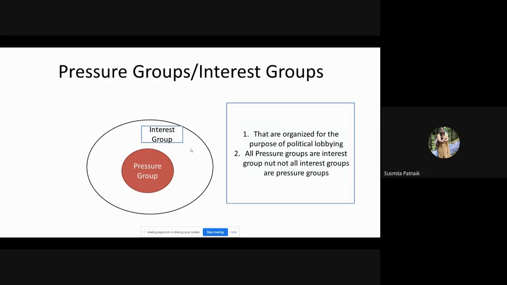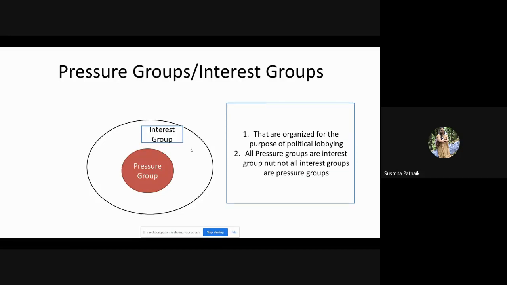So initially it was an interest group, but when they were putting pressure upon the government, they became pressure groups. So all pressure groups are interest groups, but not all interest groups are pressure groups. Understood, students? Interest groups can be converted to pressure groups when the group puts pressure upon the government in favor of their policy, or in order to get a policy in their favor.